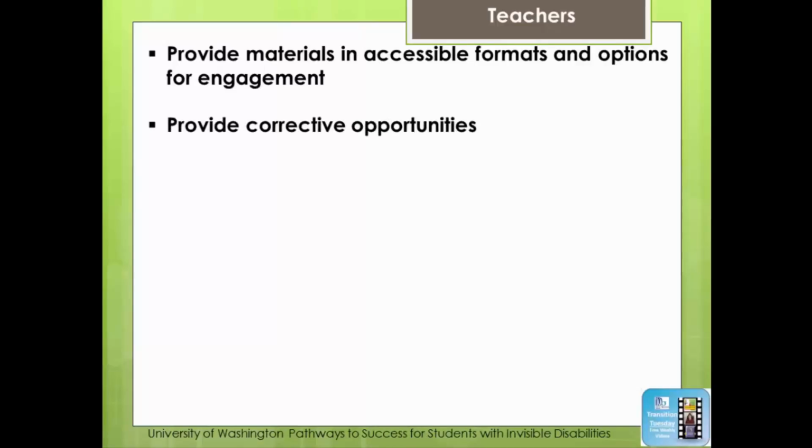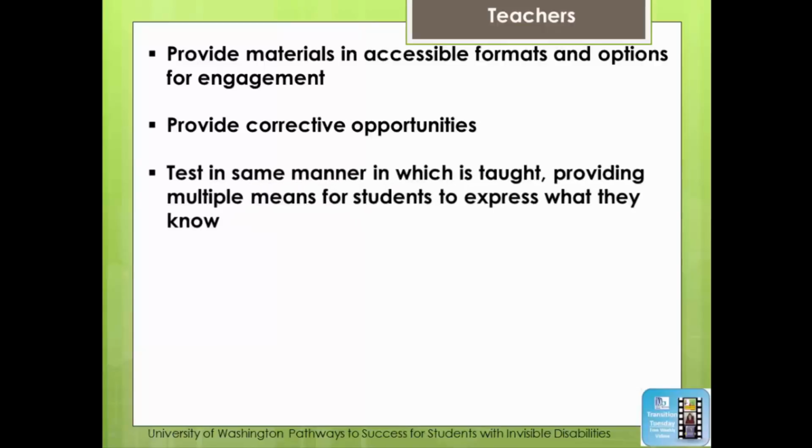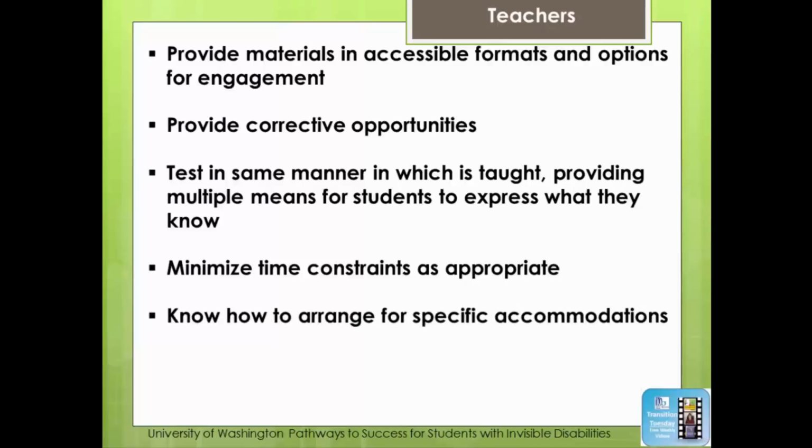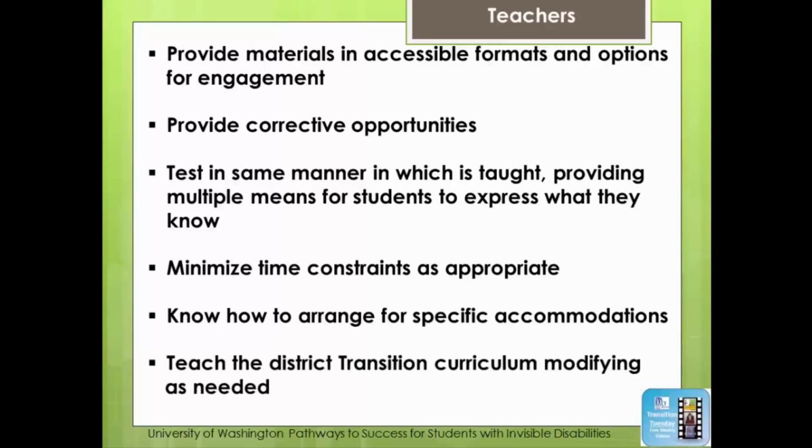Provide corrective opportunities. Test in the same manner in which the material was taught, providing multiple means for students to express what they know. Minimize time constraints as appropriate. Know how to arrange for specific accommodations, and teach the district transition curriculum, modifying it as needed.